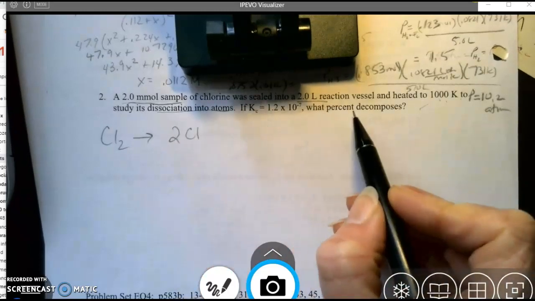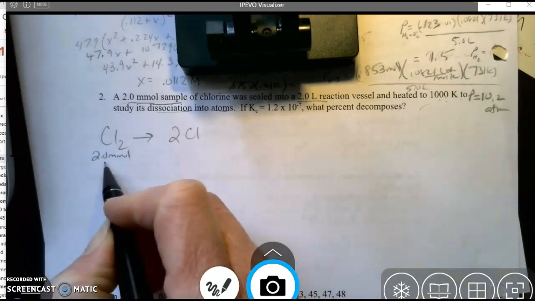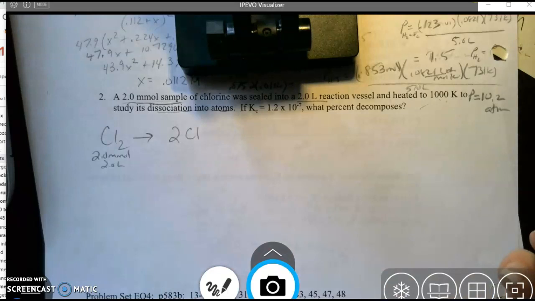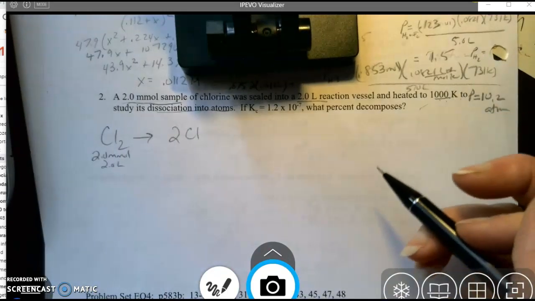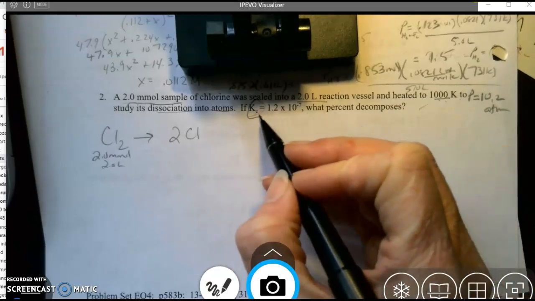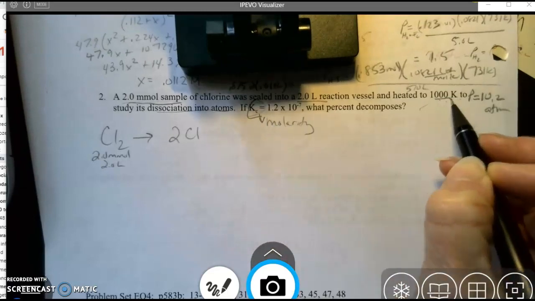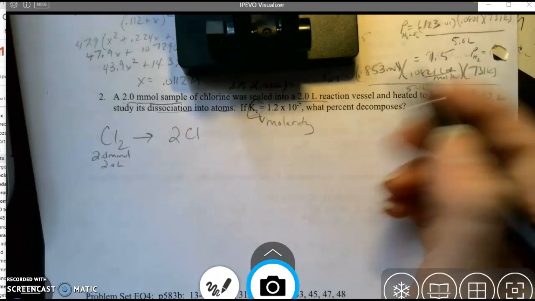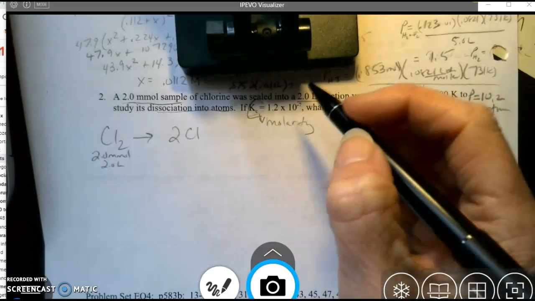I have 2.0 millimoles of this and 2 liters. Temperature isn't changing, so that's just informational. And I have Kc. So that's important because that tells us this is based on molarities. So I don't need to use the temperature to find a pressure. So I could find Kp if that was given, but since Kc is given, we're going to stick with that.